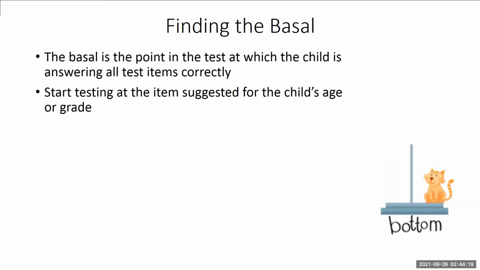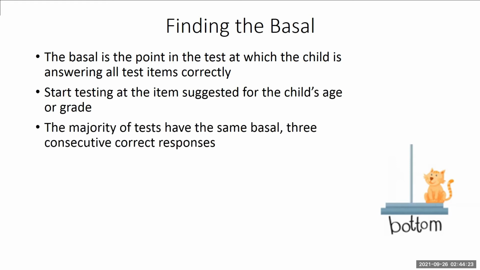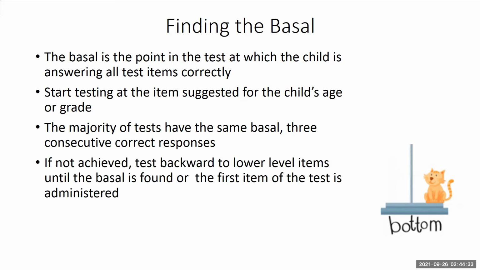To find the basal, start testing at the item suggested for the child's age or grade. The majority of tests have the same basal of 3 consecutive correct responses, but check with the manual to find the basal for that test. If the basal is not achieved, test backwards to a lower level item and continue until the basal is found or the first item of the test is administered.